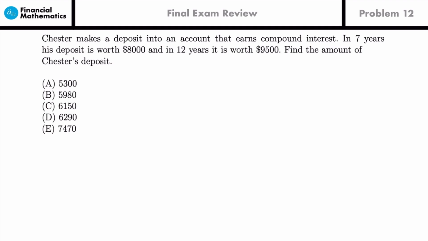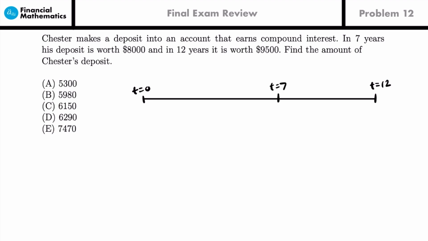There's not a whole lot of information to work with here, so our options are limited in terms of what we can do. I think what might be helpful here is to draw a timeline of what is happening in this problem. So I'm going to draw a timeline here real quick. We know that he makes a deposit today, and in 7 years it's worth $8,000, and in 12 years it's worth $9,500. So if this is time 0, then the end will be time equals 12, and then let's say that time 7 is right about here.